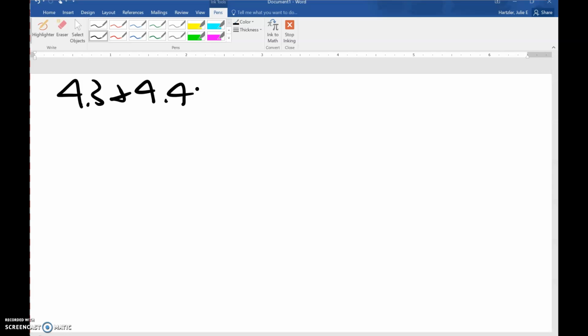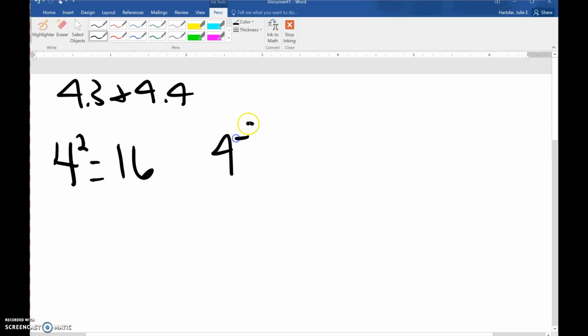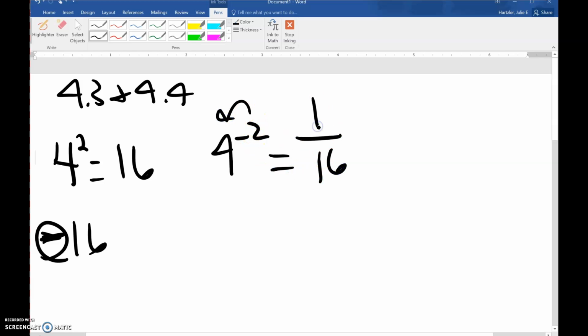So if you know that 4 squared is 16, negative exponents just mean it's in the denominator. All right, it doesn't mean you owe money. If I owed money, I'd put it out front, like I owe 16. This is an exponent. So what it really means is just square it like normal, which is 16, but then flip it, reciprocate it. So negative exponents really just mean reciprocals.